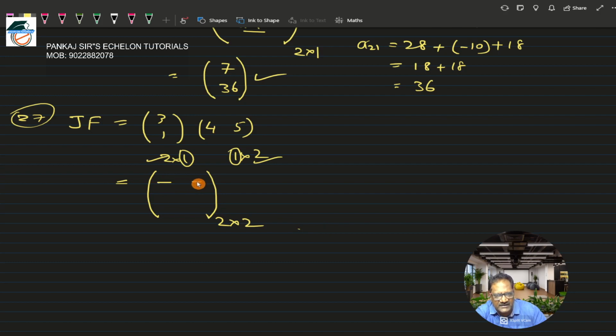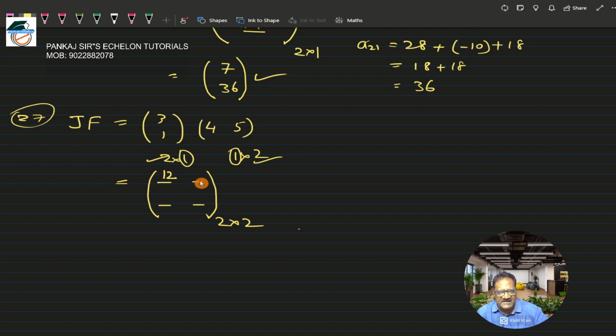So you'll have to fill up 2 rows and 2 columns, so 4 places. So directly I'll do this. For the first position, it will be first row multiplied by the first column. So first row is 3, so 3 multiplied by first column is 4. 3 4s are 12. So I'll write a 12 over here.